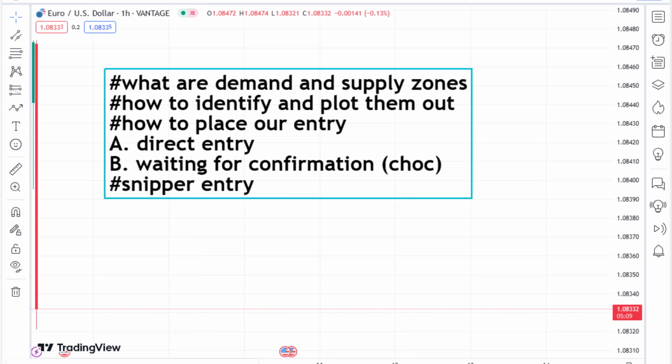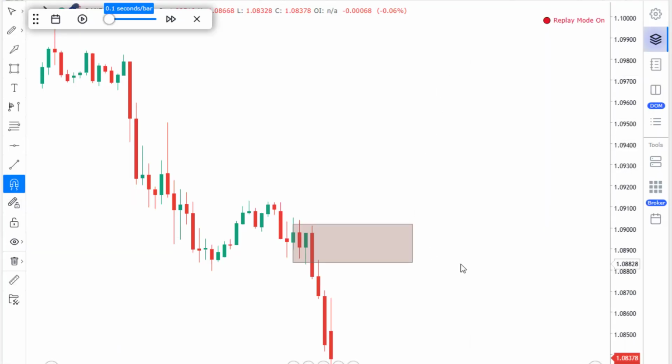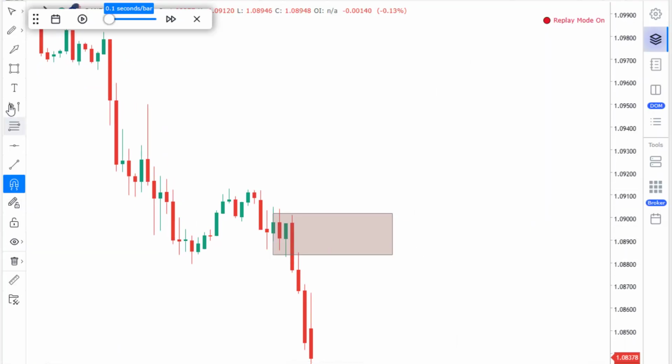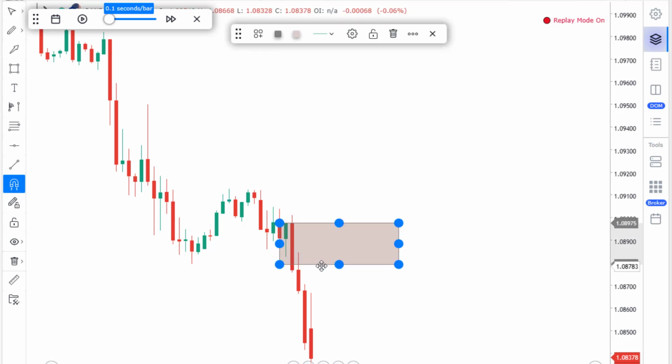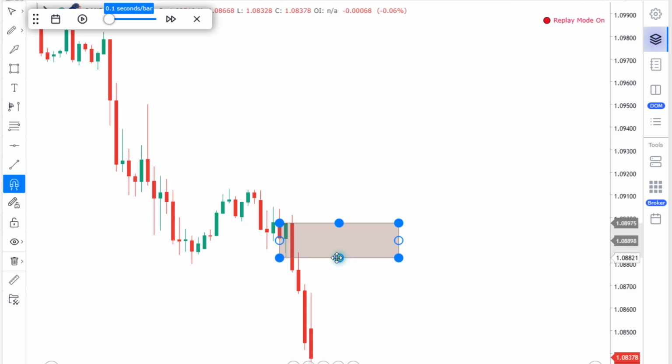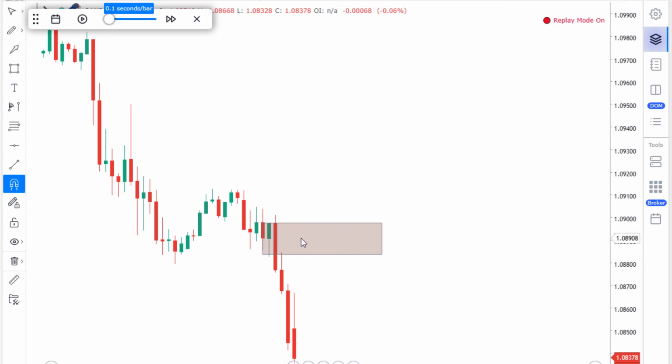So now going back to our chart, you see that using the direct entry, once you identify this zone, you can place a sell limit order at 50% of the zone that you mark. You can use a rectangle tool, and you mark from the top of that green candle to the bottom, as you can see right there. So we have this to be the green candle here. You mark from the top to the bottom and wait for price to hit 50% of it.